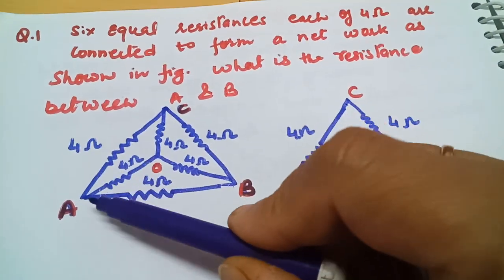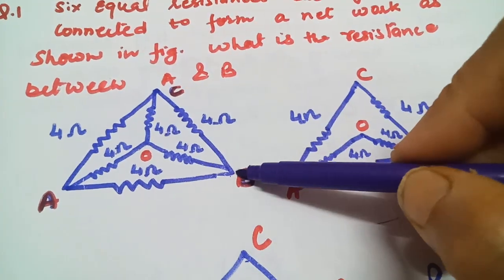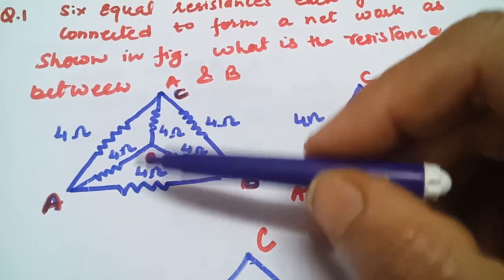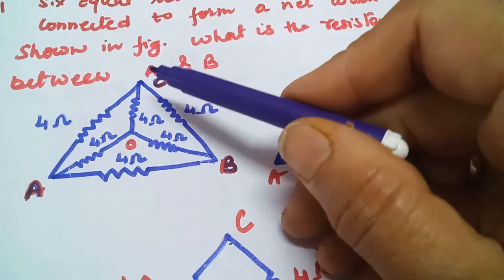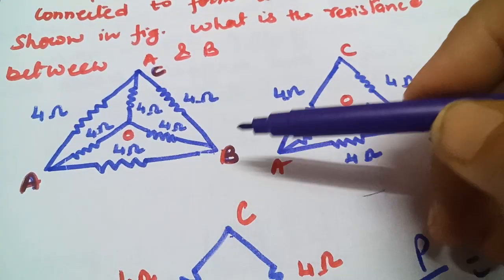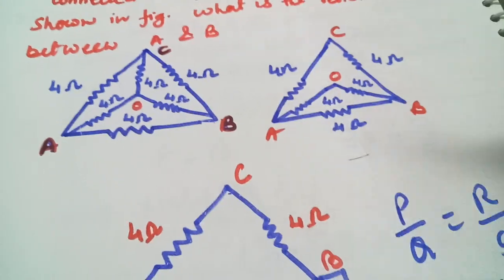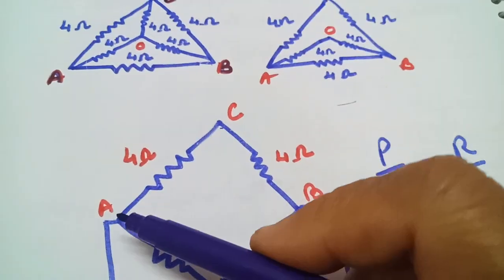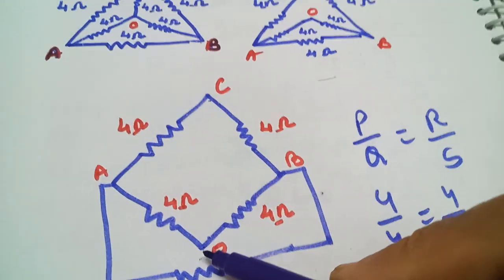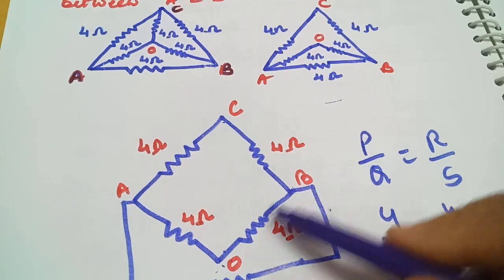How? See, from A two resistances are going between the point C and O, and from B also two resistances are going to the point between C and O, and between C and O one resistance is also connected, and between A and B one resistance is connected. First of all you will see that if I resolve this in the form of Wheatstone bridge, from A to C one resistance is going, from A to O one resistance is going, from B to C one resistance, and from B to O one resistance.